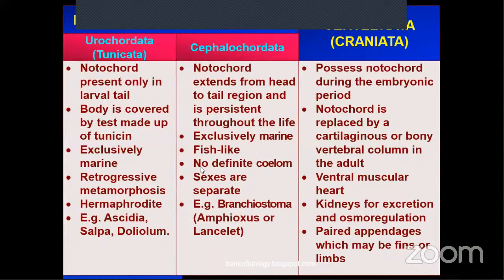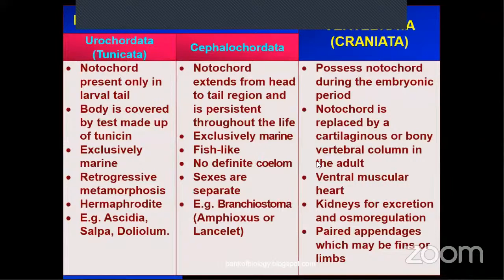Here, the notochord extends from the head to the tail region and is persistent throughout life. Then, exclusively marine, and it is fish-like. So important: exclusively marine and fish-like. Then sexes are separate. Example, Branchiostoma, Amphioxus. So this is very important.